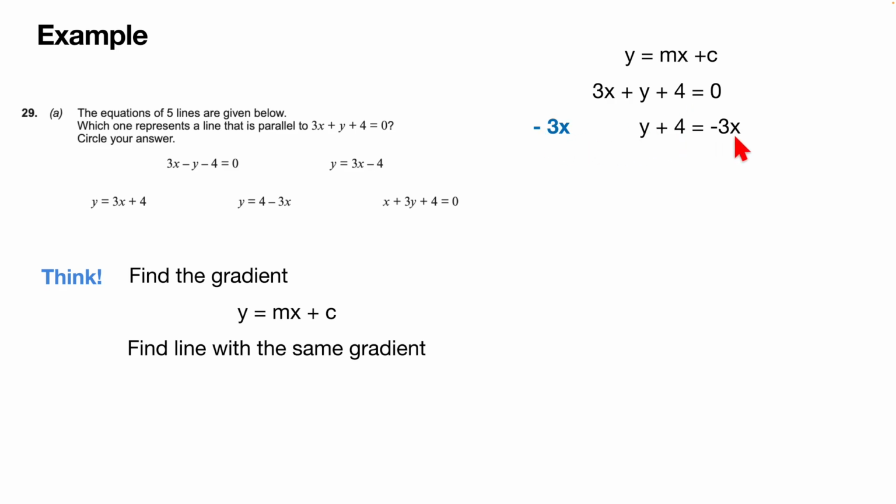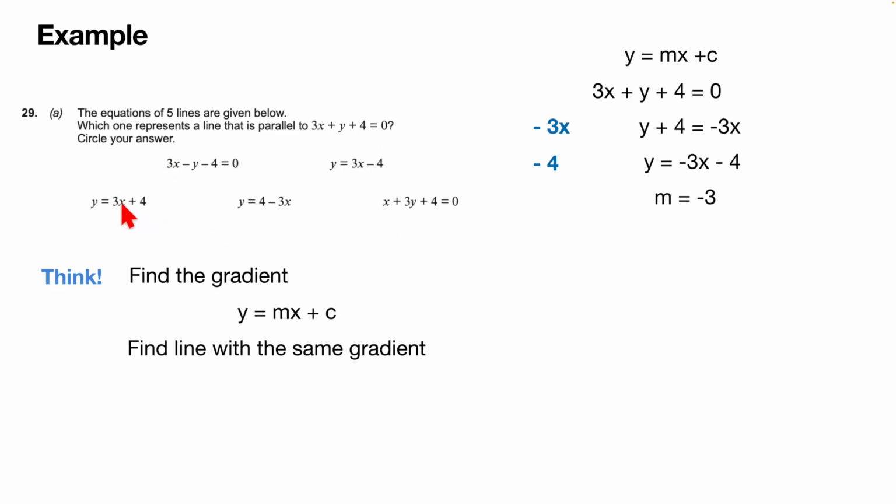y + 4 = -3x. I already know that this is the gradient, but we'll go through the motions. y = -3x - 4. So the gradient is -3. Which of these lines has a gradient of -3?